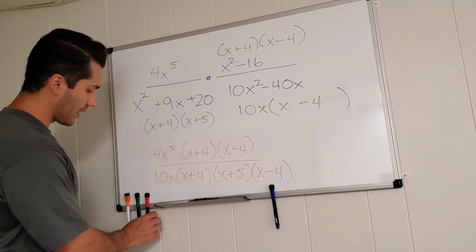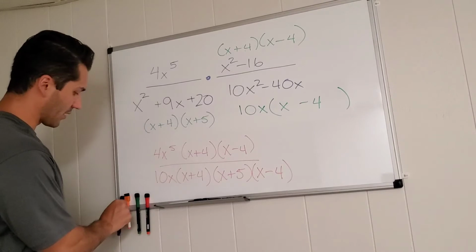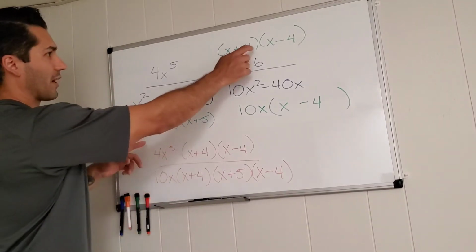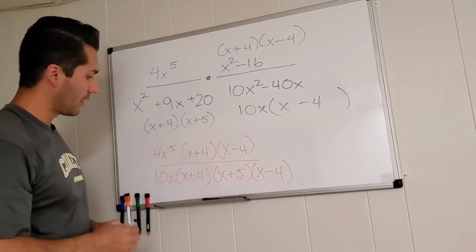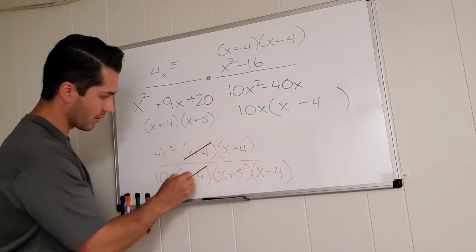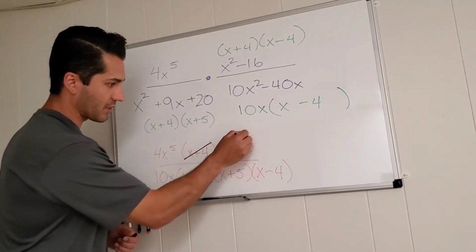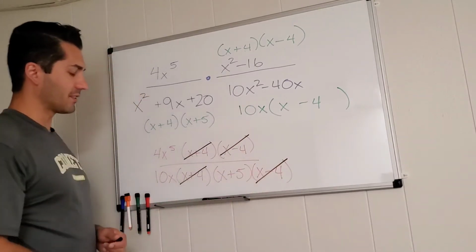And now that you rewrite it, hopefully it becomes a lot more obvious. Some of you might have noticed it when I was writing it here. At this point, you really do have to see it. And what you see is this x plus 4 cancels out. These x minus 4s cancel out.